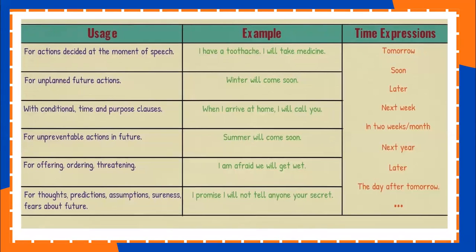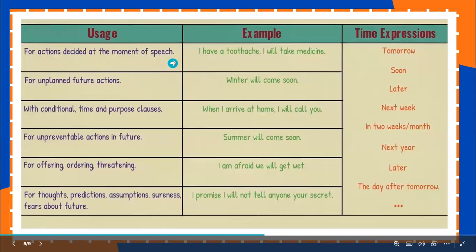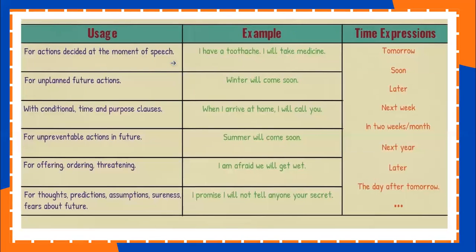Okay. Now you already know how to use it. Ahora sabemos cómo usar. So the usage. The first one, it says, for action decided at the moment of the speech. Para acciones que las decidimos en el momento, we will use will. Es decir, it says, I have a toothache. I will take medicine. Tengo dolor de dientes, voy a tomar medicina. So it's something that you made a decision at the moment that you are talking.